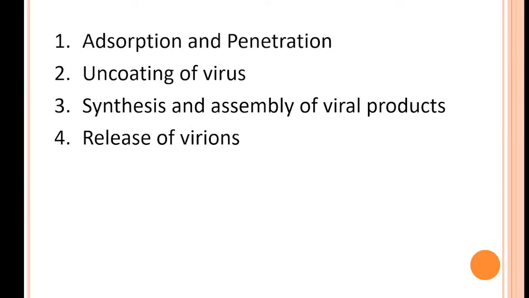But I've summarized the whole process for you guys in this particular slide. Okay, adsorption and penetration, viral cell surface markers are important for that one. Uncoating of the virus, which means it exposes the genetic material. Synthesis and assembly of viral products. That usually happens in the cytoplasm, especially in the transcription phase of protein synthesis. And then viral particles, or virions, will be released into the cytoplasm, causing the cell to burst out, or they will be packaged by the host cell itself.